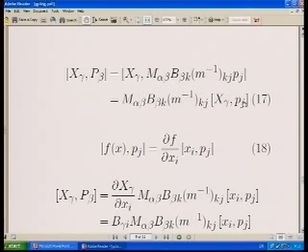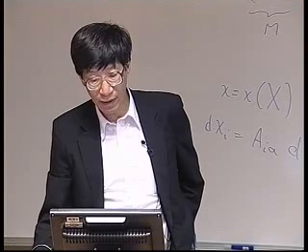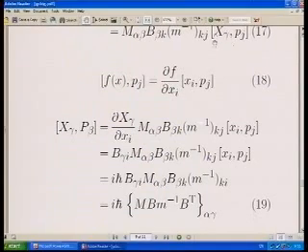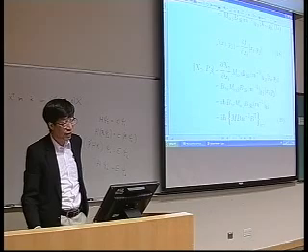So it's capital X commutator little p. But capital X is just a function of little x. So any function of little x commuted with P is df dxi xi pj. Okay? So I put that in. You see this derivative, this function differentiated with little x is just this derivative. Okay? So capital X commuted with capital P is the derivative of capital X with respect to little x commuted with P. That derivative is just a B matrix.